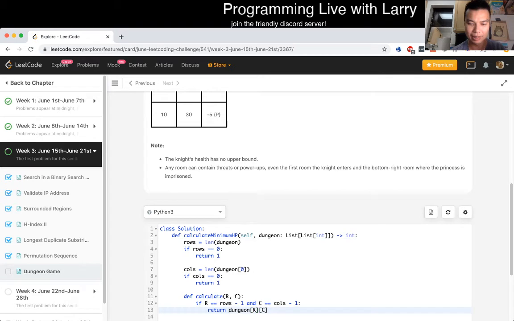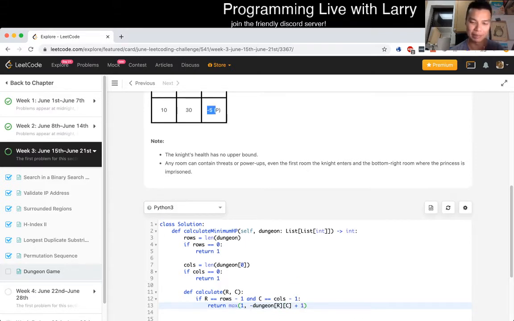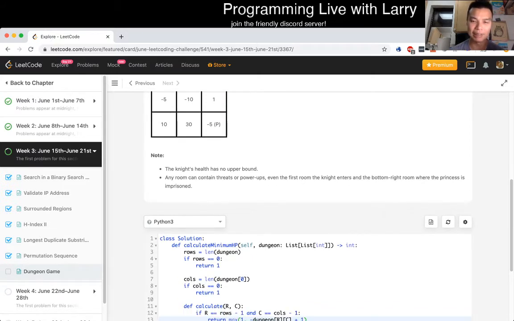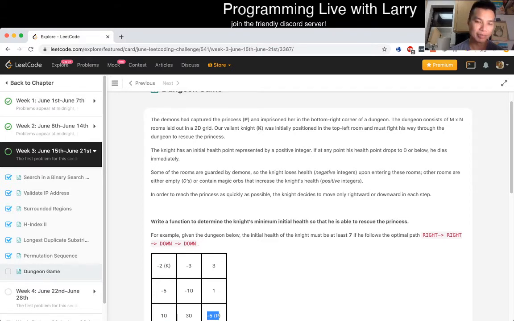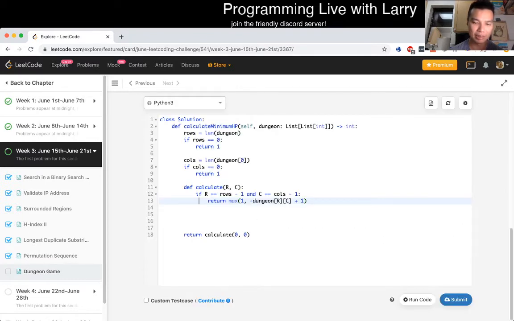Let's just say we want the answer to be at least 1, or the negative answer plus 1, right? Because if it's minus 5, you want the answer to be 6, and so forth. And the other case is if it's positive. What happens if it's positive? Well, if it's 5, then that's fine. Your health coming in should still be at least 1. So that's what it's referring to.